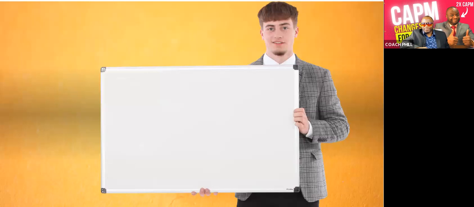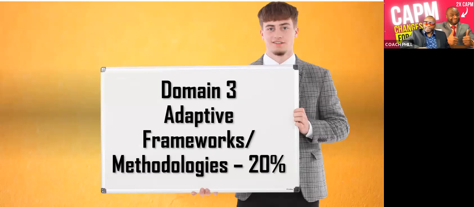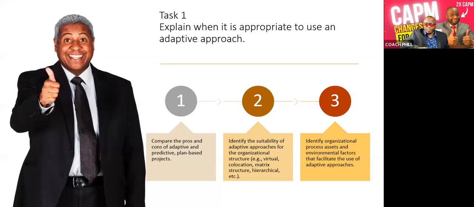Speaking of Agile, that's our next one. Domain 3, adaptive frameworks or methodologies. This is really like saying Agile frameworks or methodologies. Three things in task 1. Task 1 is explain when it is appropriate to use adaptive. So pros and cons of adaptive versus predictive.